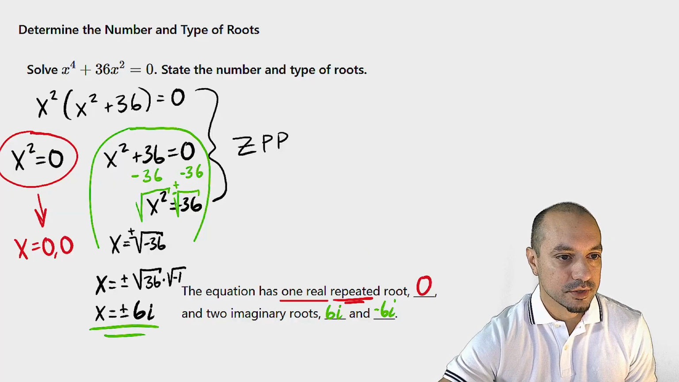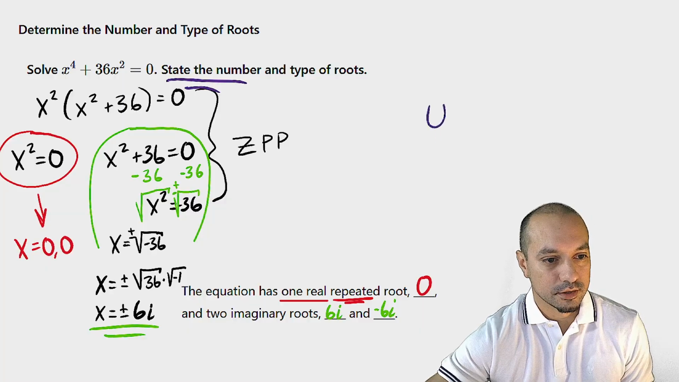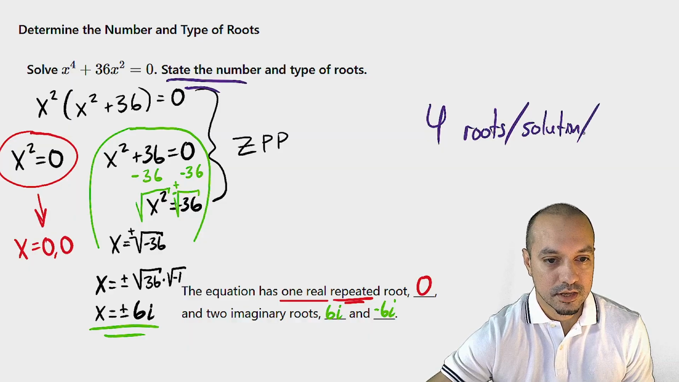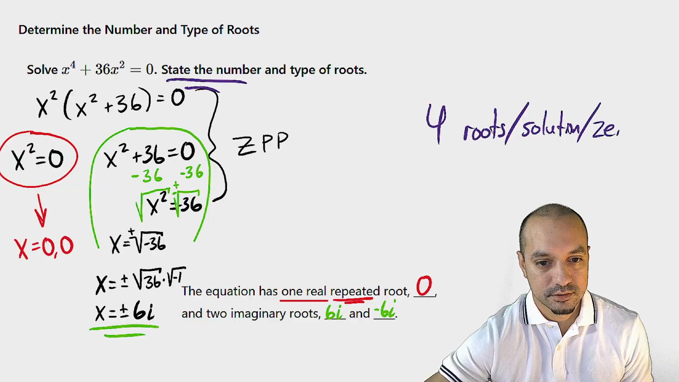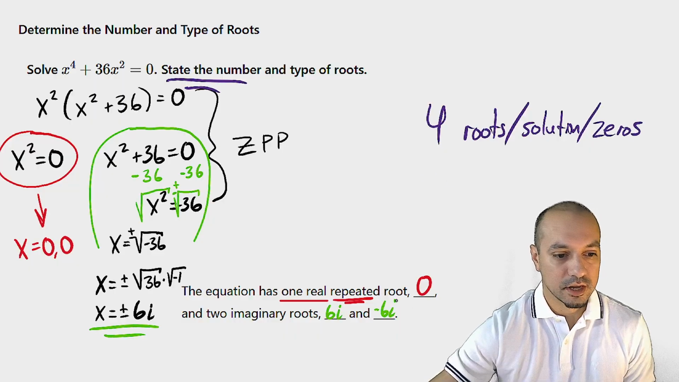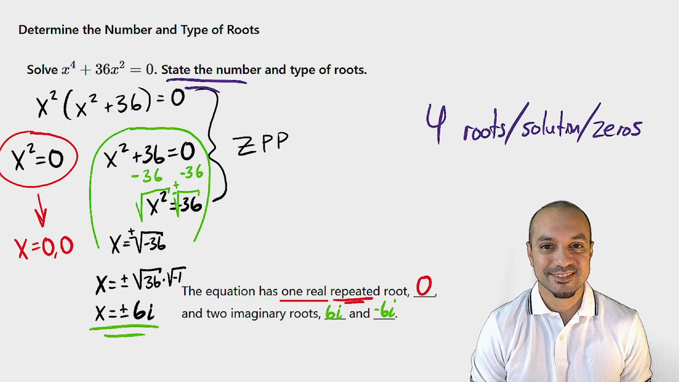So back to the original question here. We ended up with 4 roots, aka 4 solutions, aka 4 zeros. And 2 were imaginary and 2 were real.